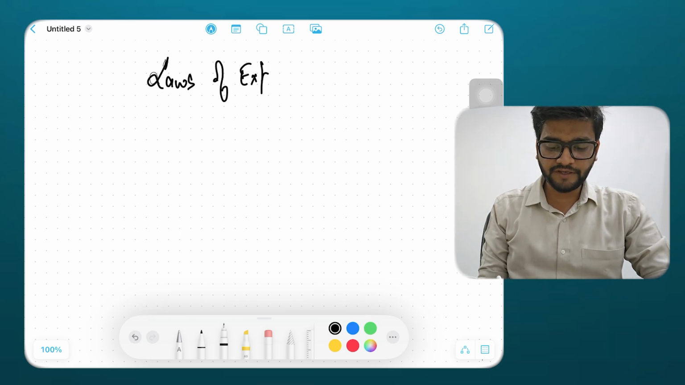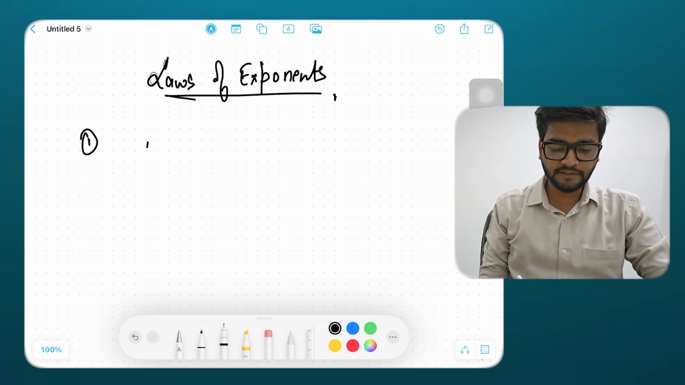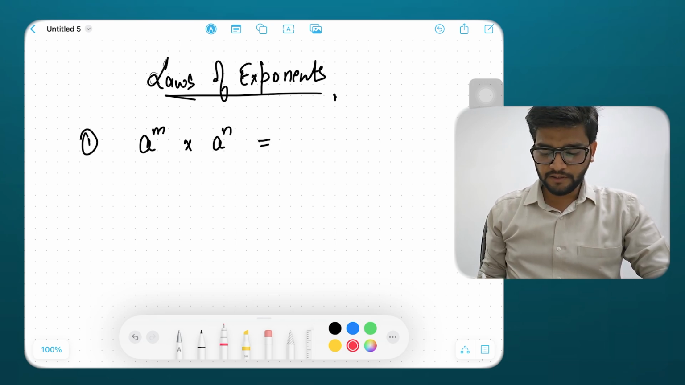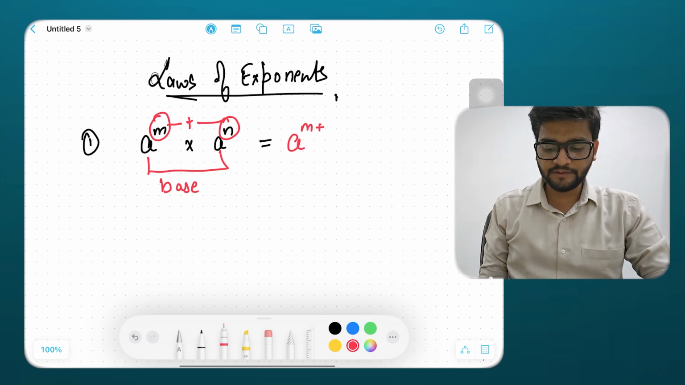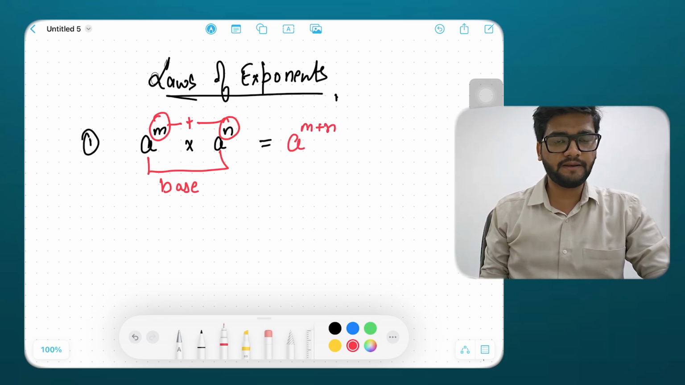So the first law of exponents is a raised to the power of m times a raised to the power of n. When the bases are the same, the powers are going to add. So the answer will become a raised to the power of m plus n.